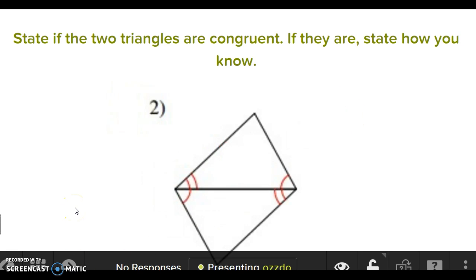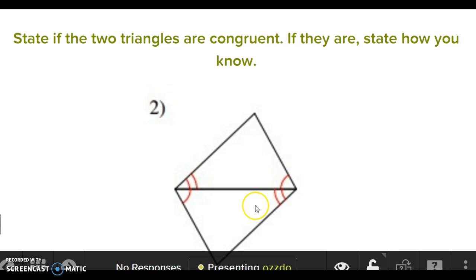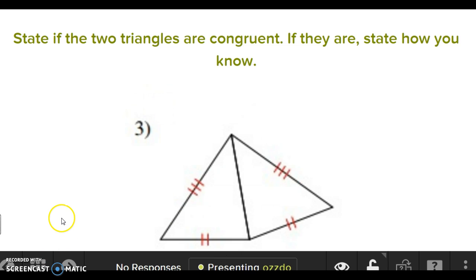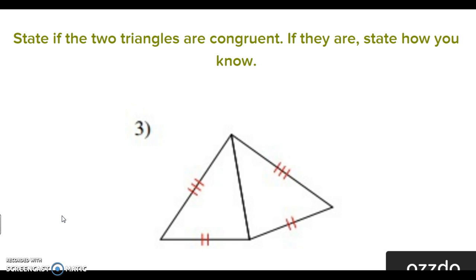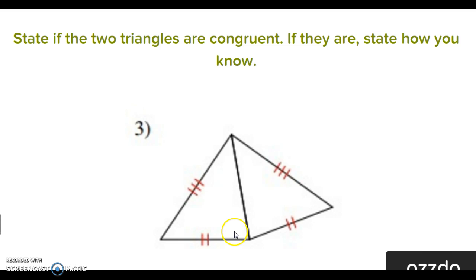Number 2 here, notice that we have two angles and we have the side that is congruent, right? Because just like the previous one, they share that segment. So we have an angle, a side, and an angle. And we know angle-side-angle is a congruency shortcut. So now we can say these two triangles are congruent. This one, these two triangles are congruent because we have side, side, side. Please complete 1 through 10.